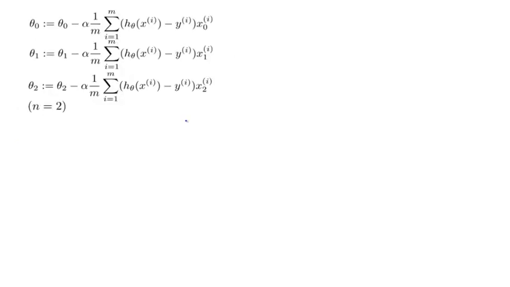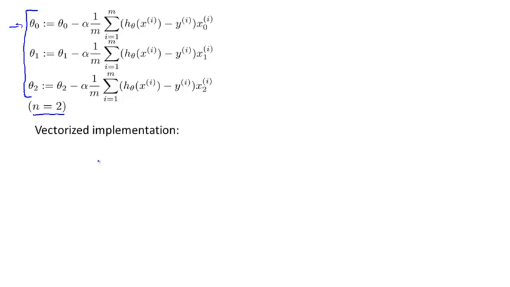Here are my same three equations written in a slightly smaller font, and you can imagine that one way to implement these three lines of code is to have a for loop that says, for j equals 0, 1 through 2, update theta j or something like that. But instead, let's come up with a vectorized implementation and see if we can have a simpler way to compress these three lines of code, or a for loop that effectively does these three steps one step at a time. Let's see if we can take these three steps and compress them into one line of vectorized code.